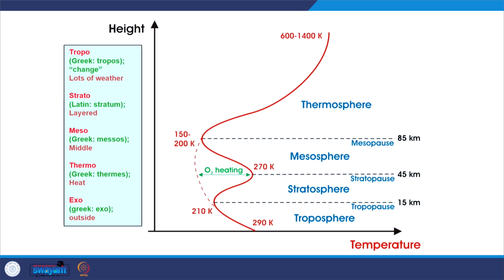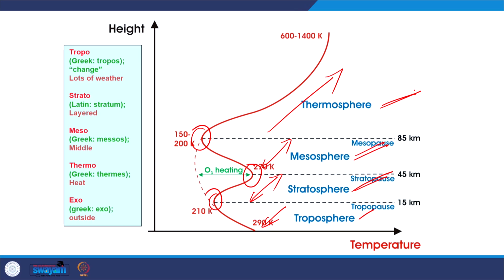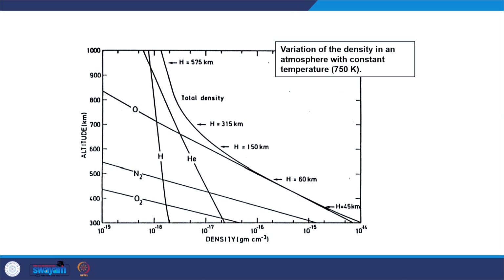So if you look at the neutral classification of Earth's atmosphere, you have all these regions: troposphere, stratosphere. We already talked about them, right? These are the turning points where the temperature trend is getting reversed. Within this it is increasing, within this it is decreasing, and within this it is decreasing, and again it is increasing, right? So that's why we have troposphere, stratosphere, mesosphere, and thermosphere. Okay. This is the neutral characteristic, right?